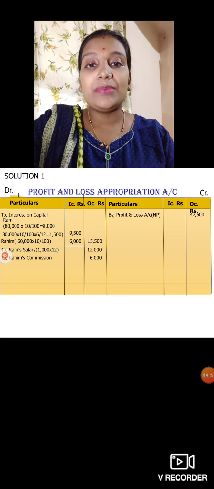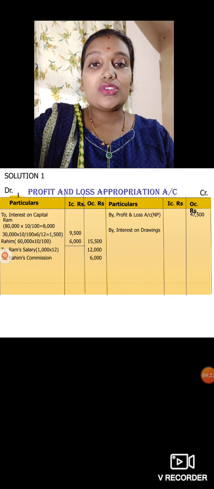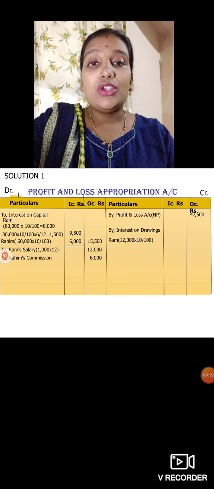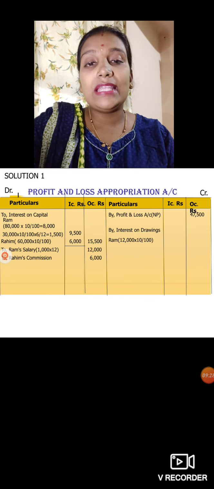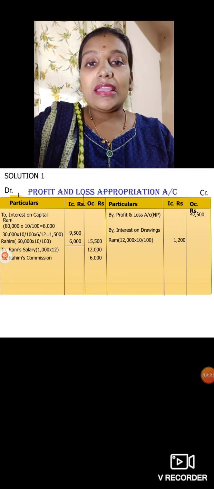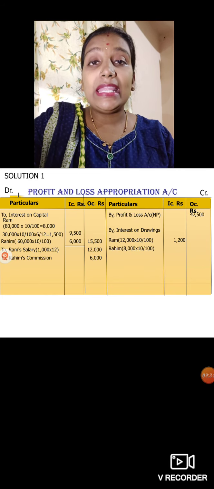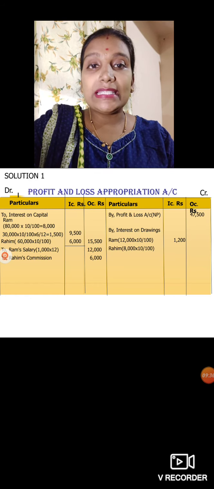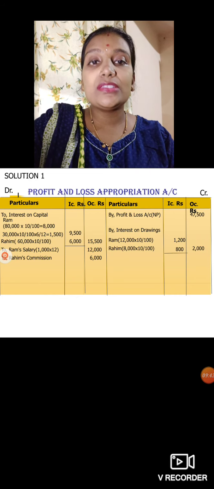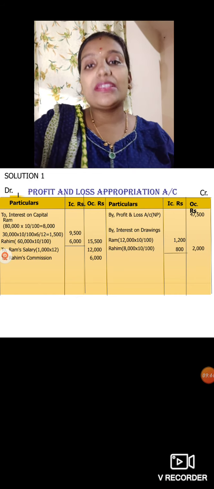Next we have interest on drawings at 10%. Ram's drawings are 12,000, and 10% on that is 1,200. Rahim's drawings are 8,000, and 10% on 8,000 is 800. So total interest on drawings that we collect from the partners is 2,000. Now it is over.